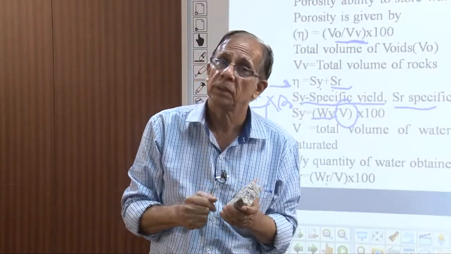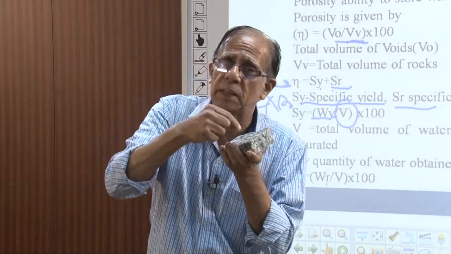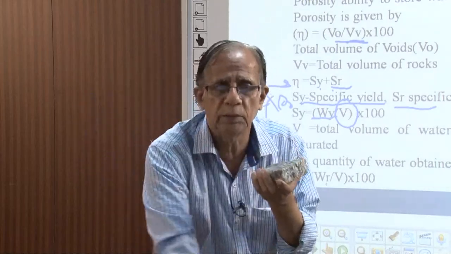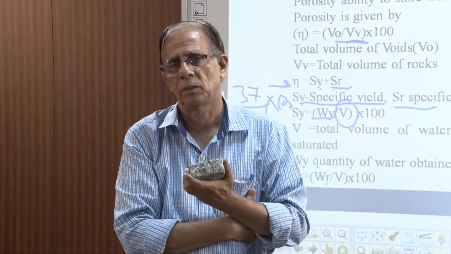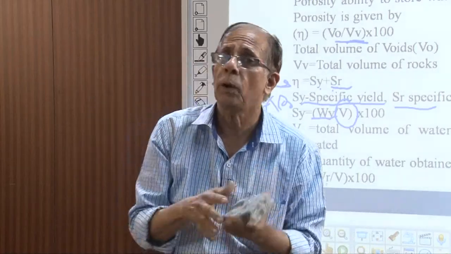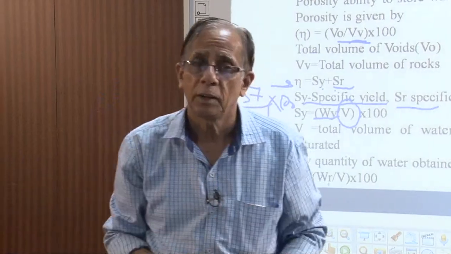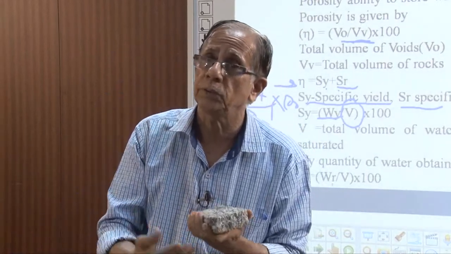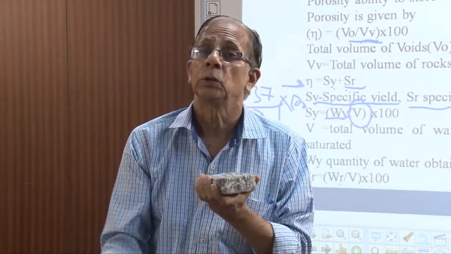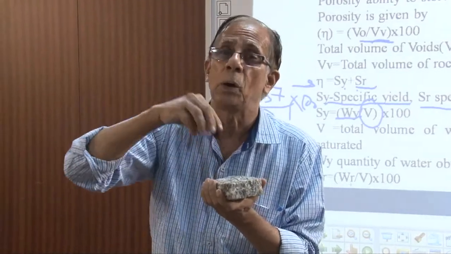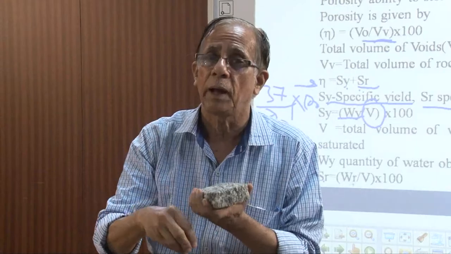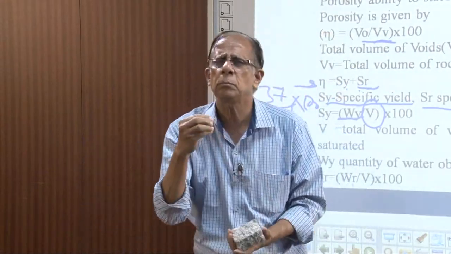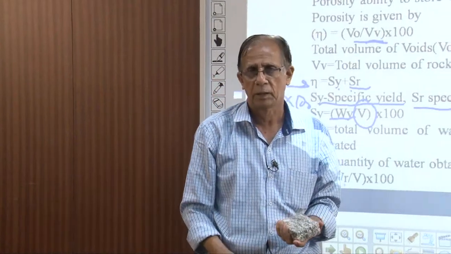Then what happens? If the rock contains cavities, water can enter inside the rock. Correct? Therefore, now again you find its weight. If there is a change in weight, that is because there were cavities inside, those cavities are now occupied by water, and therefore its weight increased. That is the simplest technique I suggest.